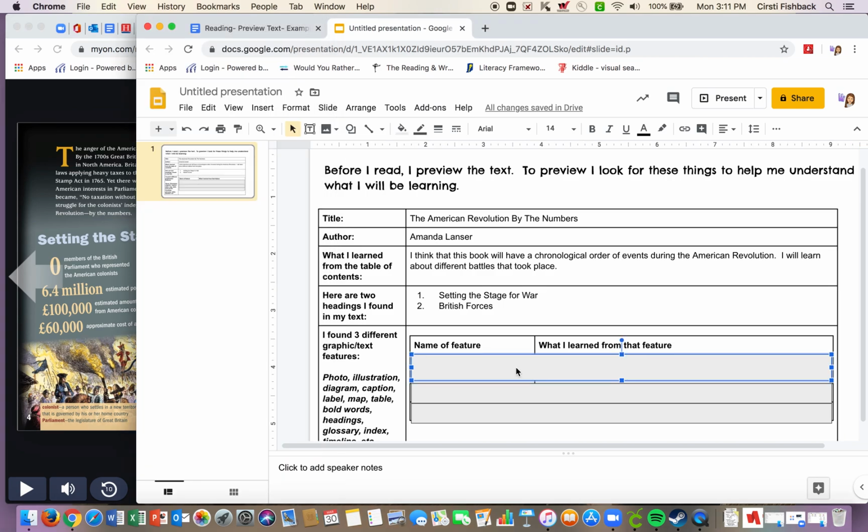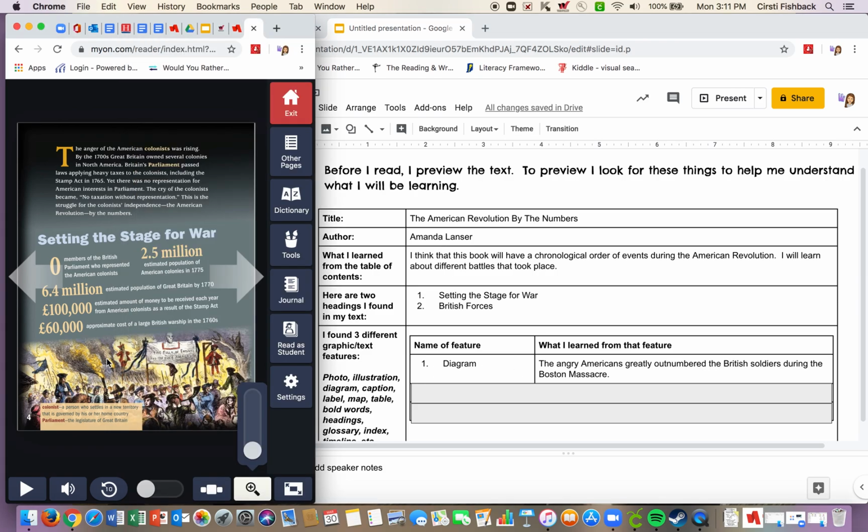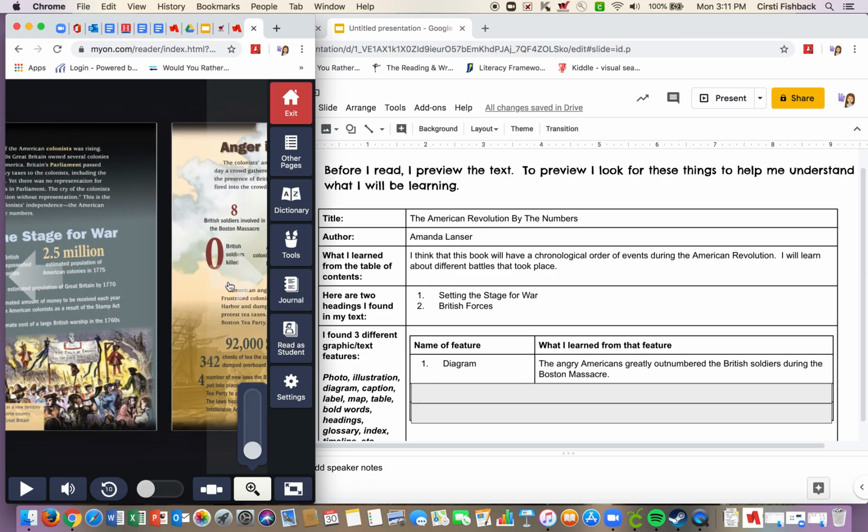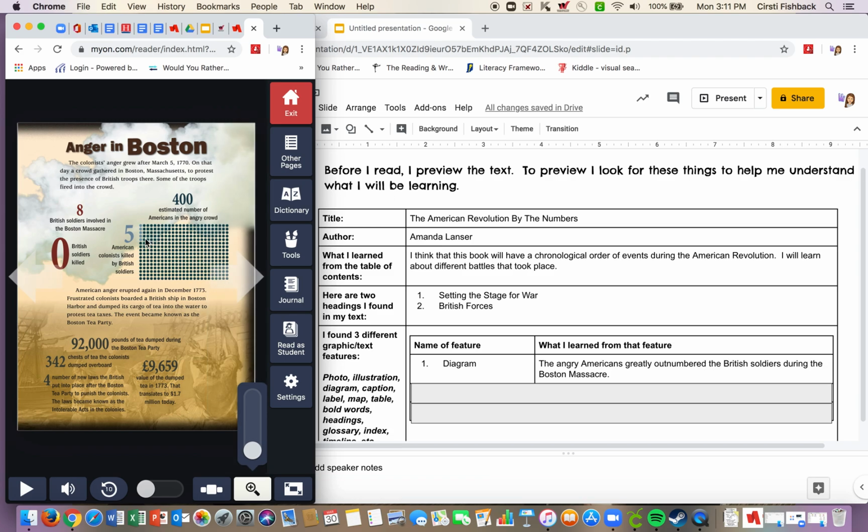The first one I took a look at was a diagram, which is on this page right here. This diagram shows 400 circles, and those circles represent the Americans that were in the angry crowd during the Boston Massacre. These blue dots represent the 5 of the 400 that actually were killed by the British soldiers. There were a lot of Americans there. Over here in the red, we see that there were only 8 British soldiers involved in the Boston Massacre. None of them were killed.